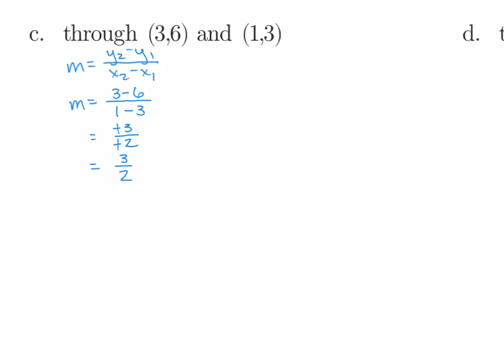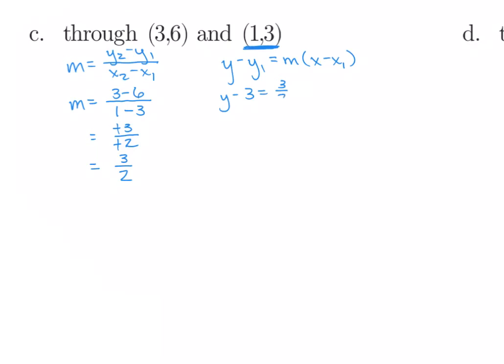Now the main reason that I want to emphasize that it doesn't matter which one you label as x1, y1 and which one you label as x2, y2 is when we get to the second part of this problem, which is plugging into our point slope form. Note that it doesn't matter which point you pick to plug in. So it's up to you. Which one would you rather work with? Personally, I like my 1, 3. My numbers are a little bit smaller. Maybe it's going to be a little easier. Who knows?